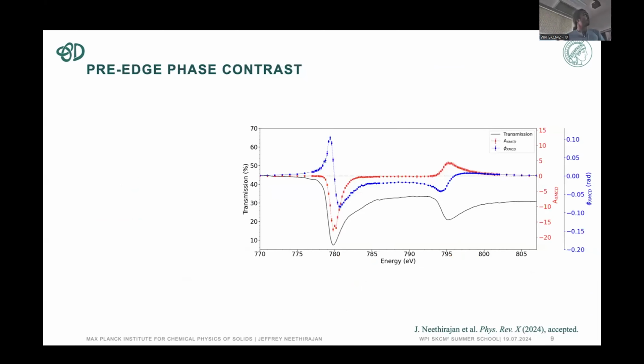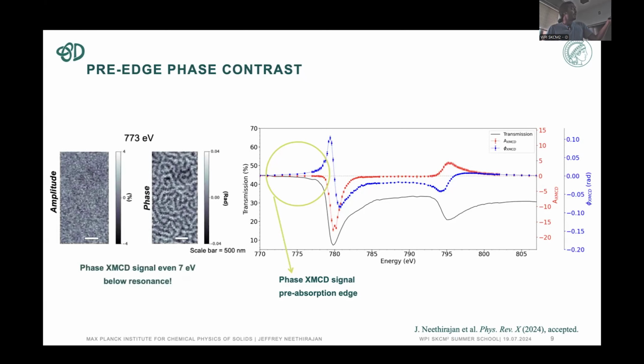Particularly, I would like to highlight something in the pre-absorption edge over here, where you have zero amplitude XMCD signal, but you still have a measurable phase signal. And if you look at the images, indeed, you still see domains over there. This prompted us to think that you still have almost 45% transmission in the pre-absorption edge, and maybe you can use the phase XMCD to image bigger systems. So this is indeed what we did.